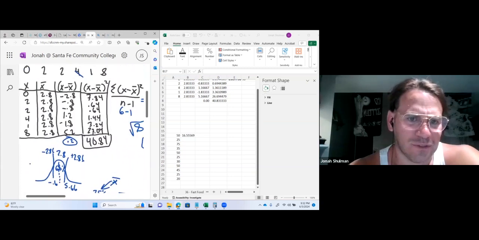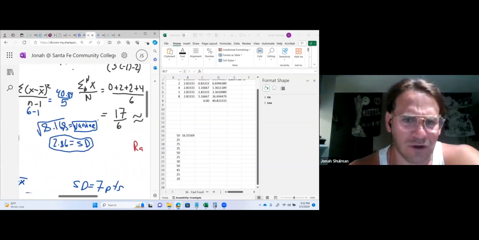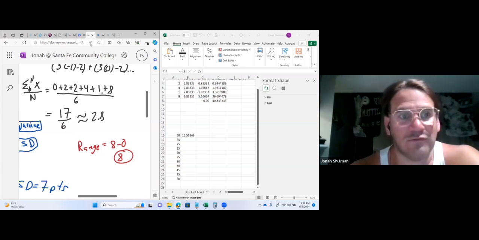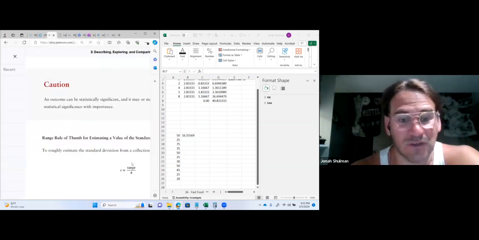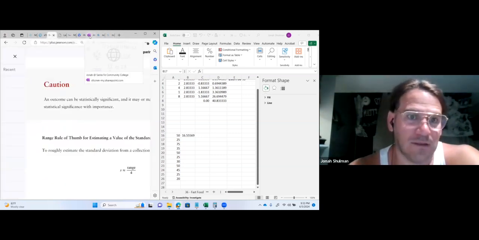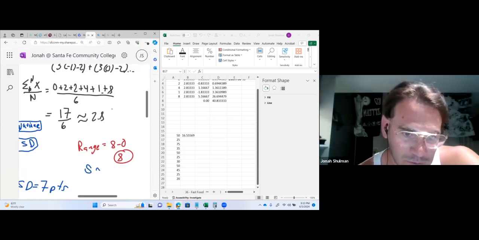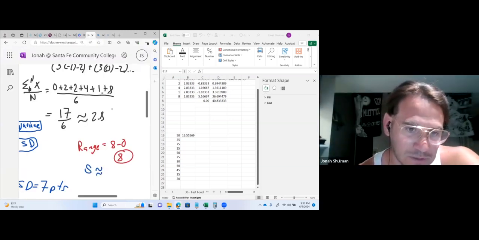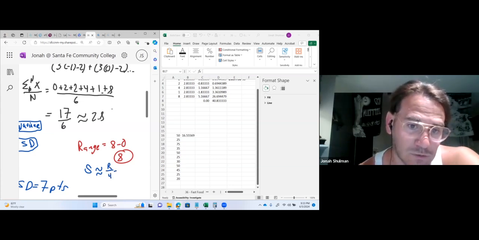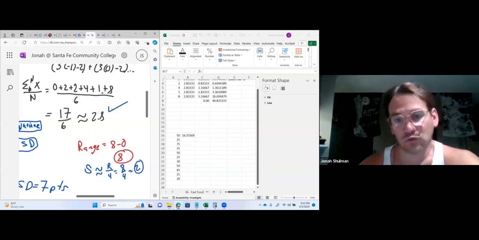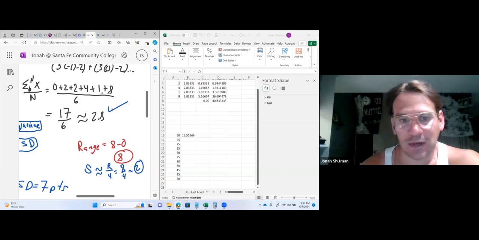So here were our numbers. We have our range. Our range was what? 8. To get the rule of thumb, all you have to do is take this range and just divide it by 4. These little squiggles mean approximate. So basically it's the range divided by 4. What is 8 divided by 4? It's 2. Our value was almost 3, right? Isn't that kind of crazy how off it is?